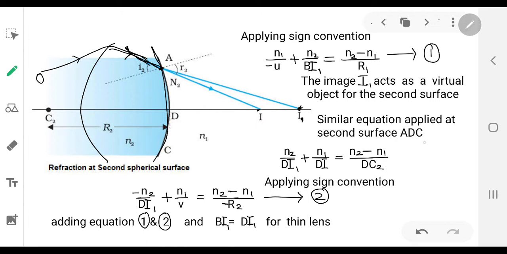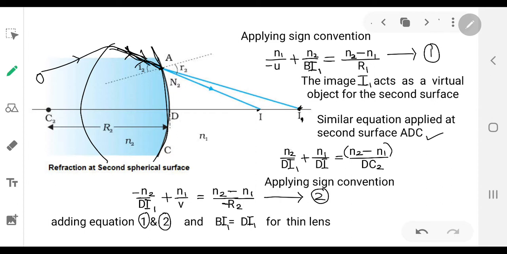Now again, a similar equation can be applied at the second surface, which connects object distance, image distance and radius of curvature. So how to write? RI of the medium where the object is, divided by object distance, plus RI of the medium where the image is formed, divided by image distance, is equal to the difference between the refractive indices divided by the radius of curvature of the curved refracting surface. So the object is in the denser medium, because the incident ray is in the denser medium.